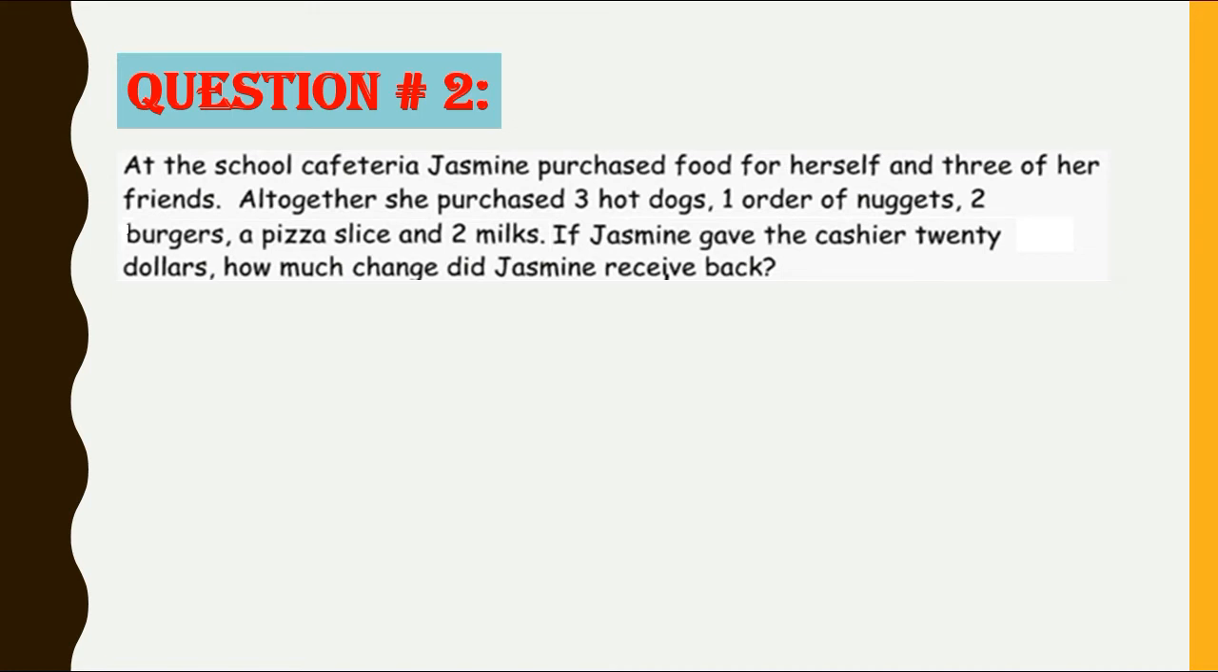At the school cafeteria, Jasmine purchased food for herself and 3 of her friends. Altogether, she purchased 3 hot dogs, 1 order of nuggets, 2 burgers, a pizza slice and 2 milks. If Jasmine gave the cashier $20, how much change did Jasmine receive back?